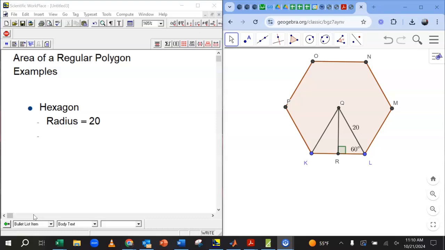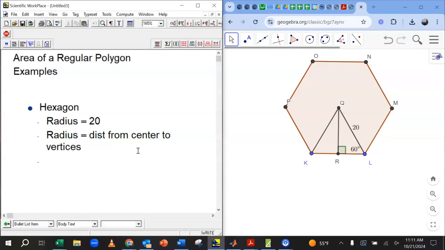Let's look at two examples of finding the area of a regular polygon. First is going to be a hexagon. Its radius is 20. Here, radius of a regular polygon means distance from center to vertices. Notice that's going to be like QL as indicated as 20, or QK or QP, etc.